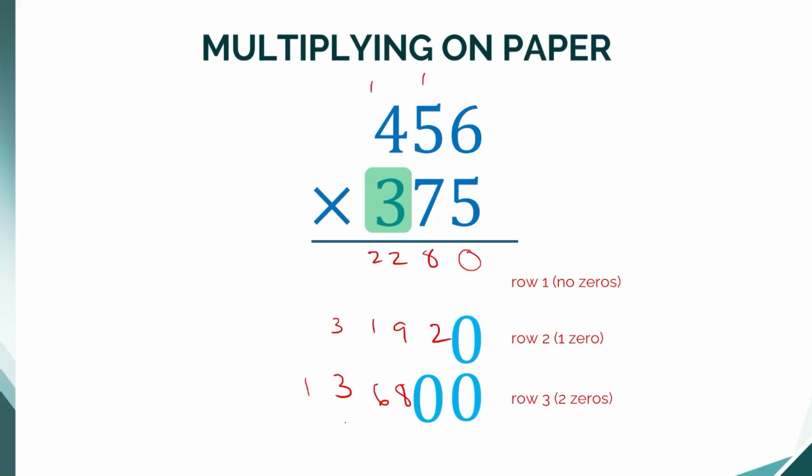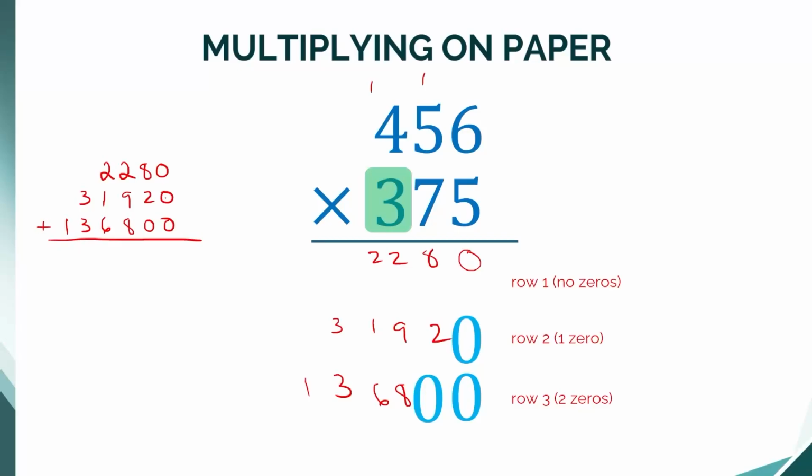Now, you have to add all of these together. They don't look very organized, so let's organize them a little bit better. So here's what we're adding together. We're adding 2, 2, 8, 0. And then down here, we're adding 3, 1, 9, 2, 0. And then down here, we're adding 1, 3, 6, 8, 0, 0. And remember, we're adding these together.